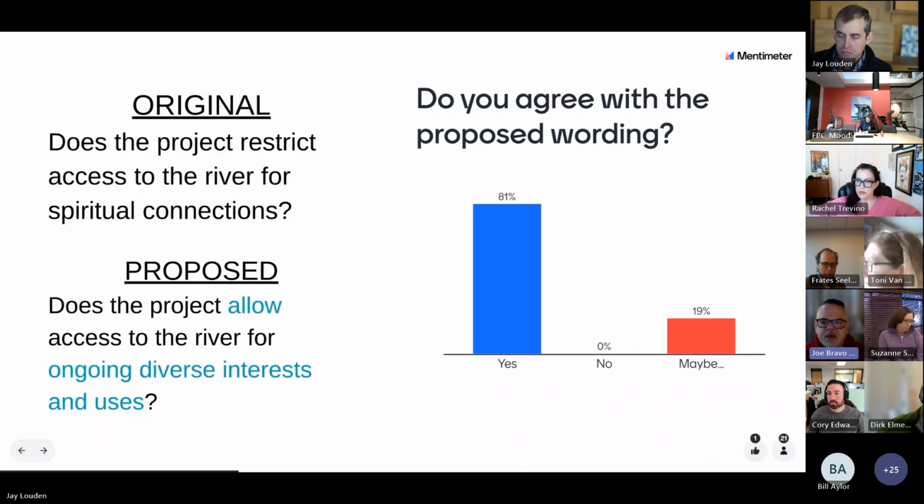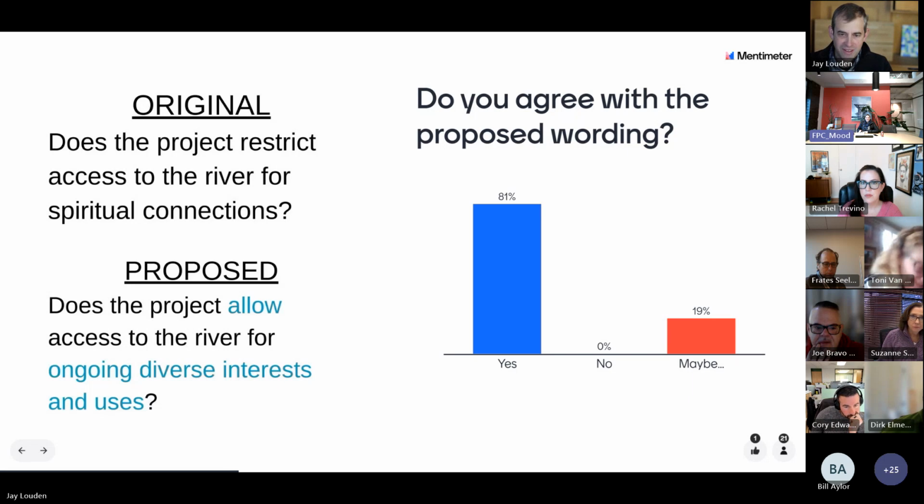Can you repeat it? Yes, she thinks that we need to keep the spiritual connections. Damned if we do, damned if we don't, to quote Miss Tony, but she thinks we need to say access to the river for spiritual and ongoing diverse interests and uses. Is that correct? Okay.